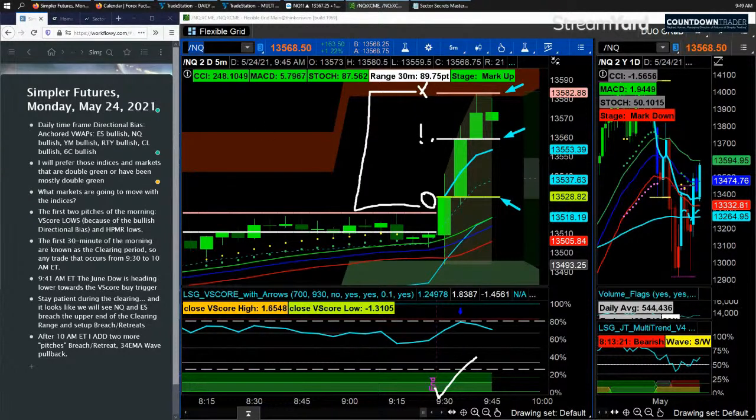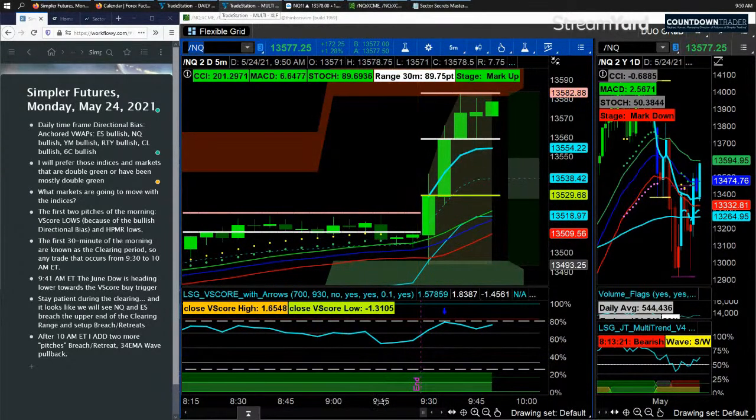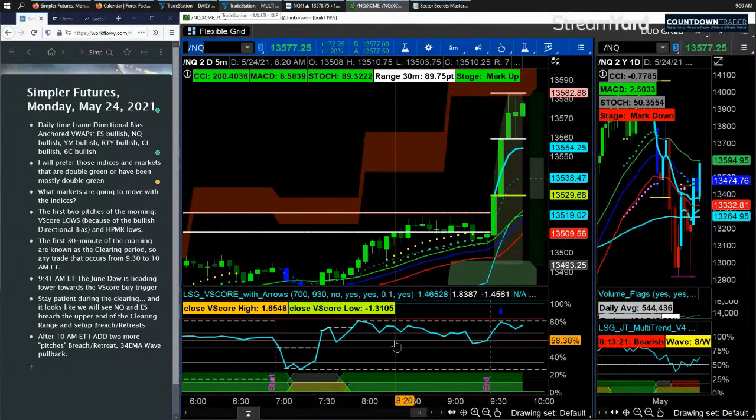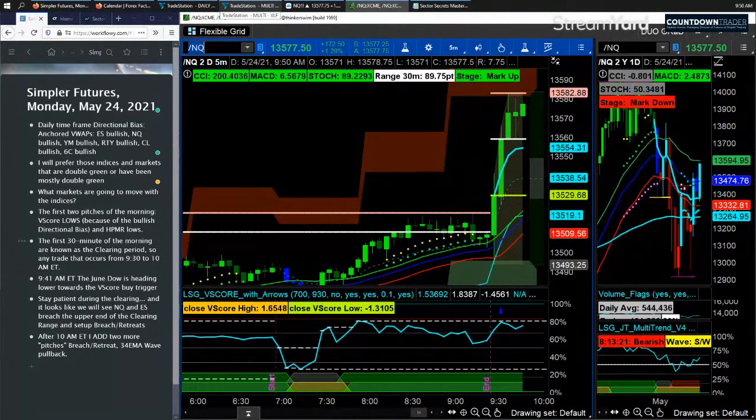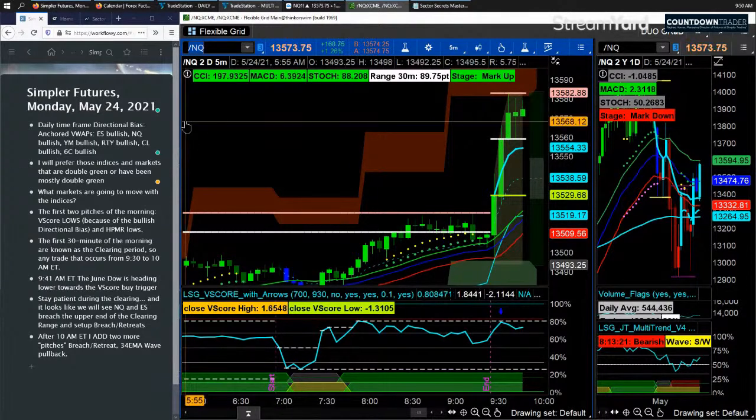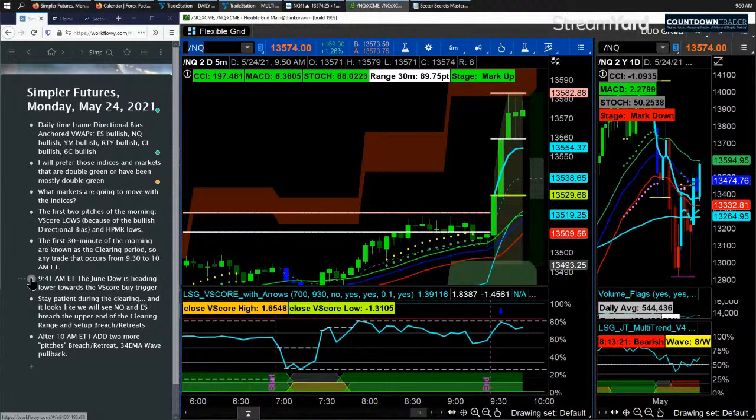All right. Okay. So that's where we sit right now. I am pretty excited about the prospect of the breach retreat. And by the way, for those of you that are noticing, for example, on the NASDAQ, we've gone double green. I don't want to buy pullbacks to the wave until after we get a breach. And I won't know that at least until 10 o'clock.